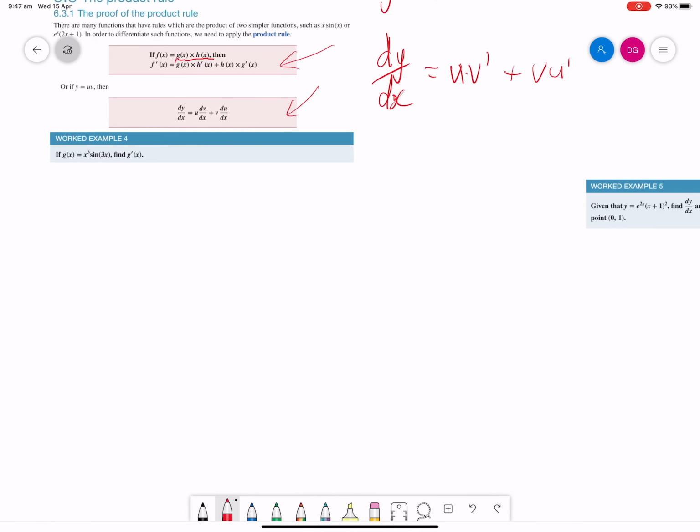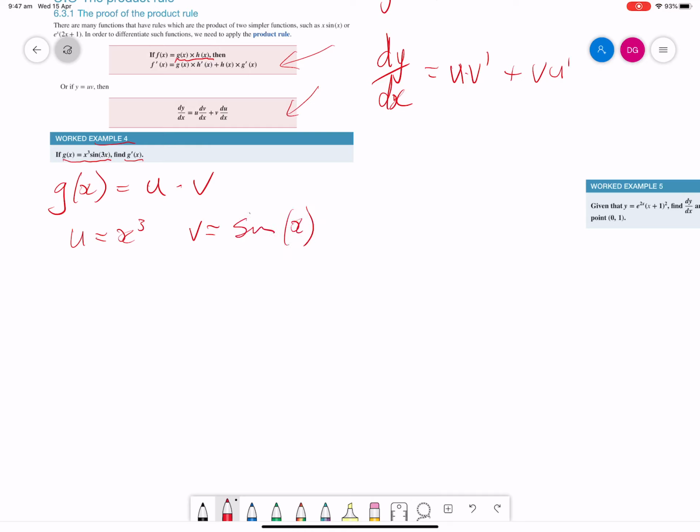We're having a look here at worked example 4, where we've got g of x is equal to x cubed times sine 3x, and we need to find the derivative of g of x. With g of x, we have u and we have v. u is equal to x cubed. v is equal to sine 3x.